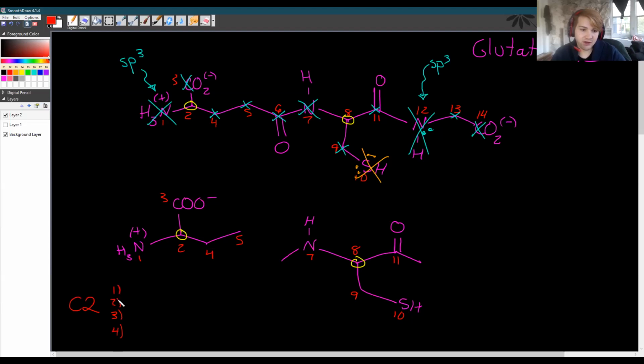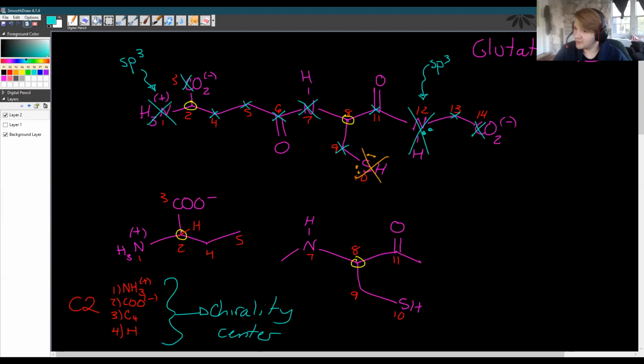Well, off to the left, we have that NH3 plus group, so that's definitely unique. We have this carboxylate group up to the top, so that's totally unique. And then we have C4, which is unique to the other 2 groups. And then what's our last group bonded in? Don't forget about the hidden hydrogen. And so we can say that these are all 4 unique groups and an sp3 hybridized carbon. So this is a chirality center, or a chiral carbon. Interchangeable words: chirality center, chiral carbon.